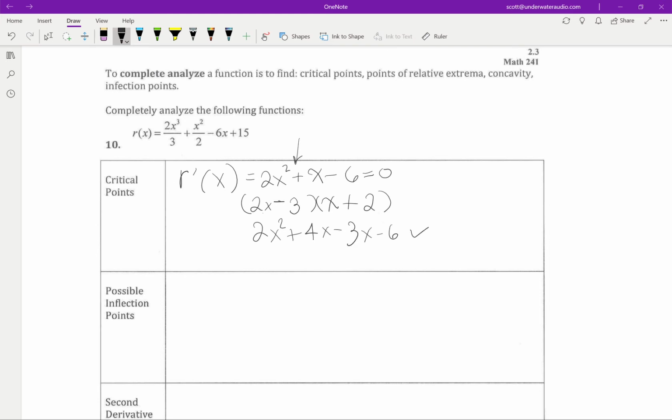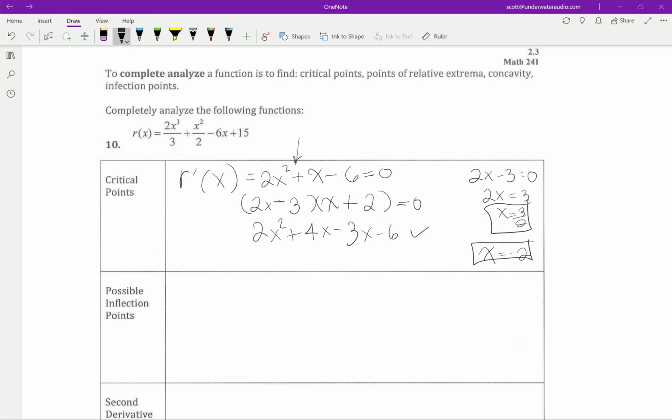Okay, perfect. So now, since I have two things multiplying together to equal 0, I can solve each one independently. So I'll solve 2x minus 3 equals 0. So that'd be 2x equals 3, or x equals 3 halves. So that's one solution. And then the other solution, x plus 2 equals 0, just gives me x equals negative 2. So I've got my critical points.